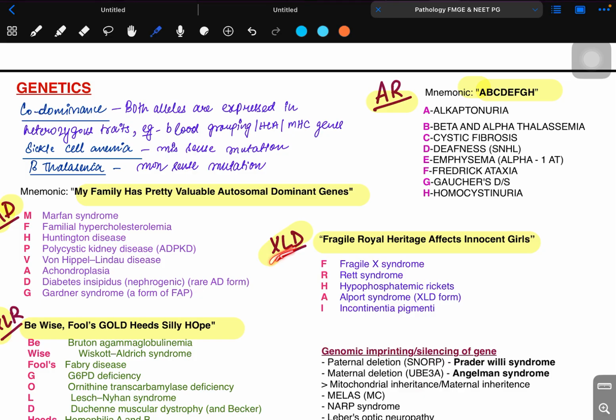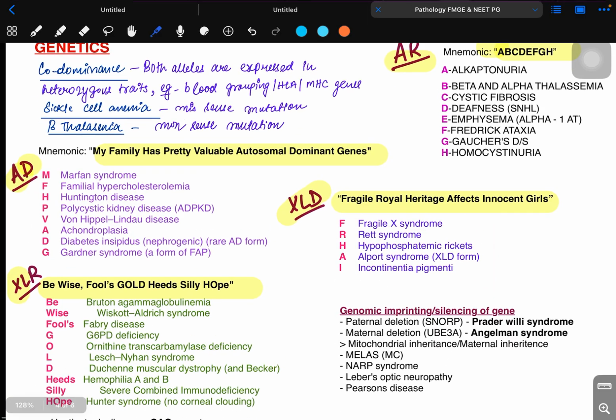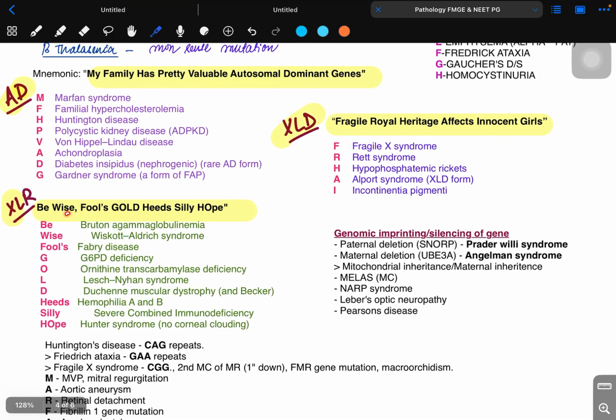XLD, X-linked dominant: fragile royal heritage affects innocent girls. So FRHAI, by that the first letter is fragile, so fragile X syndrome, R for Rett syndrome, like this you have to remember. And X-linked recessive: B wise, fool's gold, hate, silly, hope. By this mnemonic you can remember the X-linked recessive. You can remember the most important diseases which are very much repeated in the PYQs. You can check in the PYQs of FMGE and PG. Okay, and you can remember those specific diseases from here.